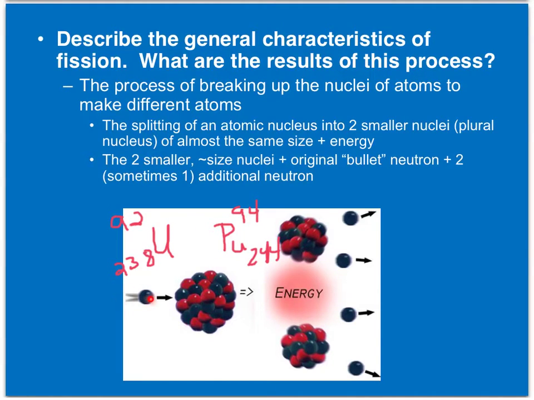So we use a neutron bullet. So just a neutron hits it and essentially breaks it into two smaller nuclei. And then it also produces 2 to 3 of these neutron bullets, which hit more of these nuclei. And if there's enough, we call it critical mass. We can have a chain reaction.